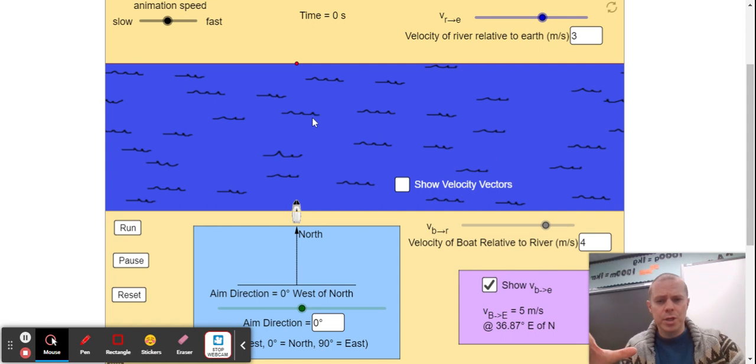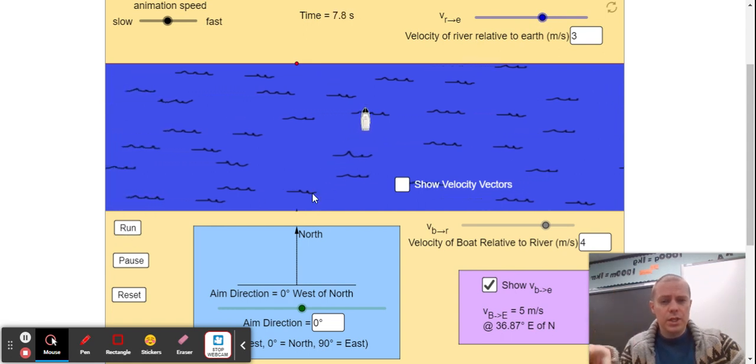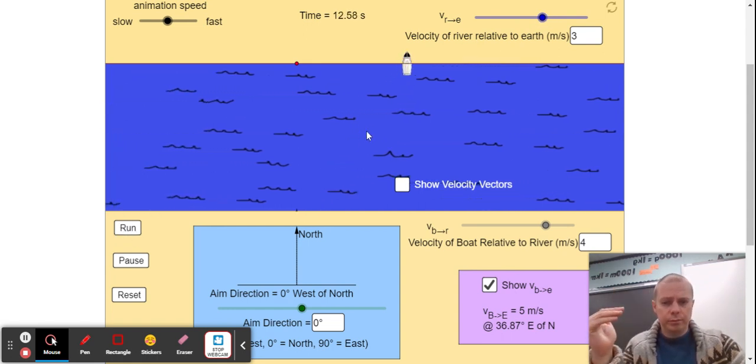So this is the simulation that I included yesterday in the notes, and it just kind of shows how this works. So here we've got a river. If we have a still river and we have a boat running across the river, it just goes straight across. Nothing too special there. But if we add a current, even though the boat is trying to go straight across, we can see that it ends up way off course, right?